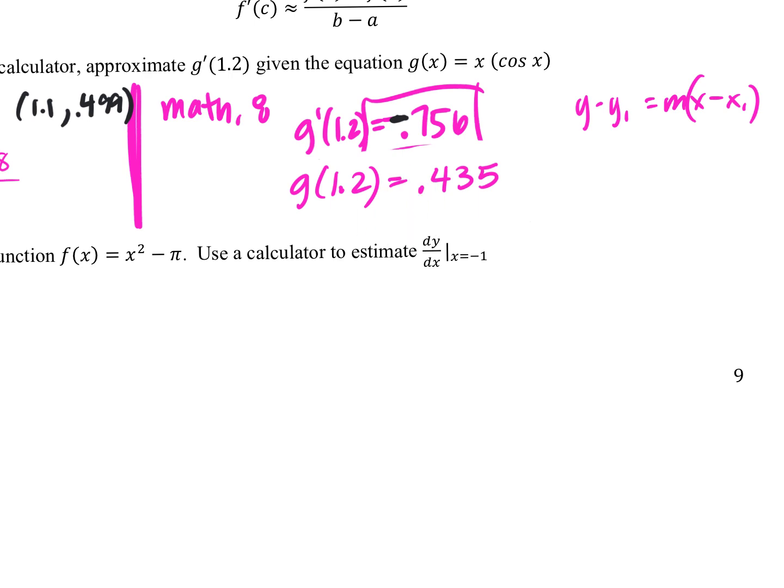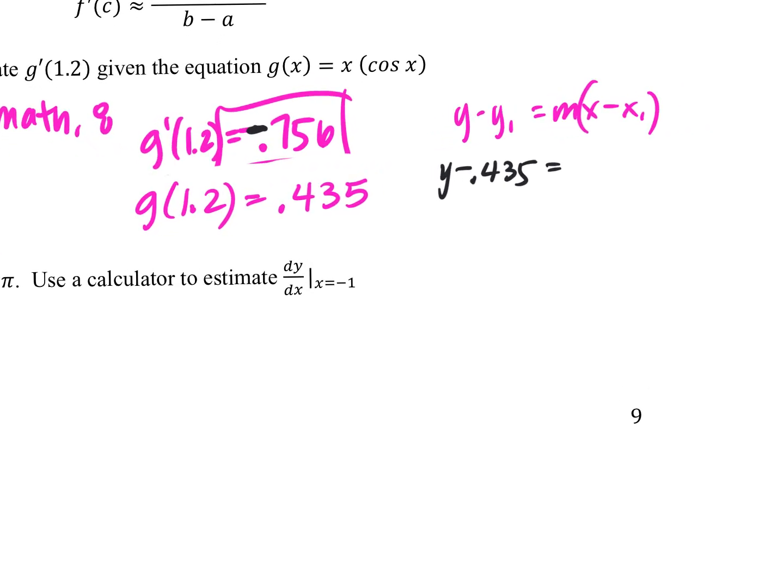This is all kind of new lingo, so don't be mad at yourself. You're like, I don't know how to do this. Let's think. Here's a point. Here's a slope. What are we going to do? y minus 0.435 equals my slope at that point, which was negative 0.756, times x minus 1.2.